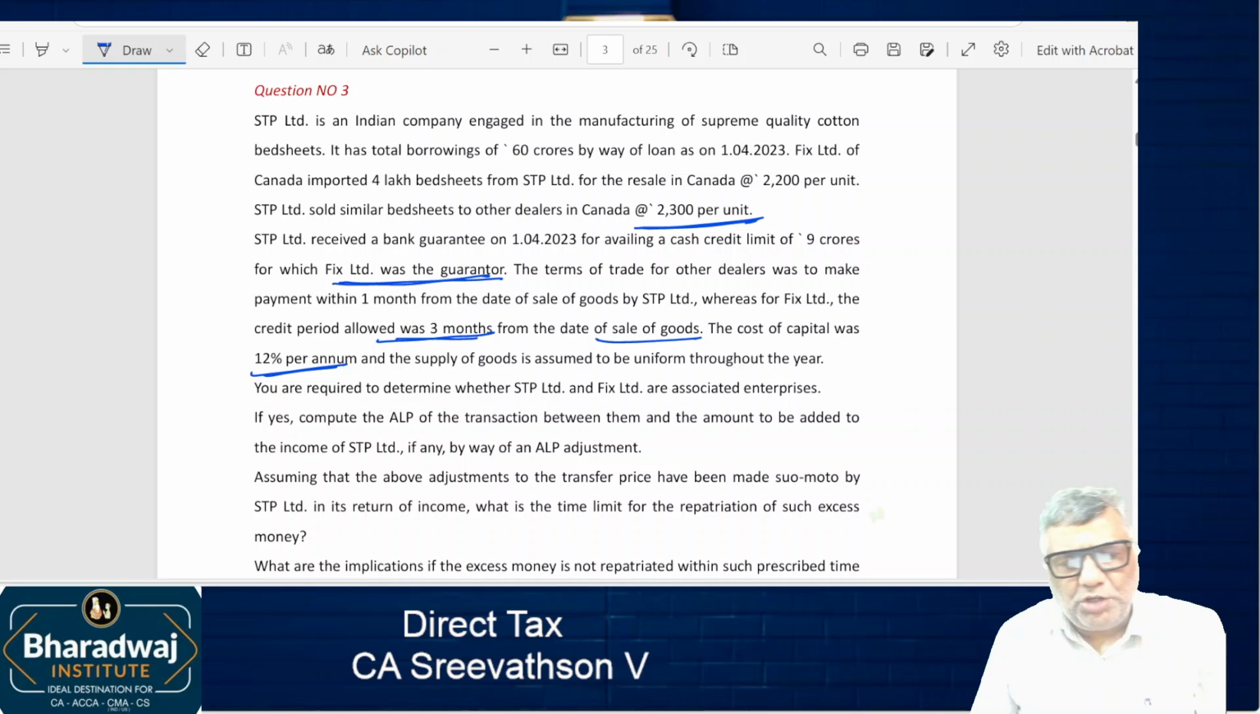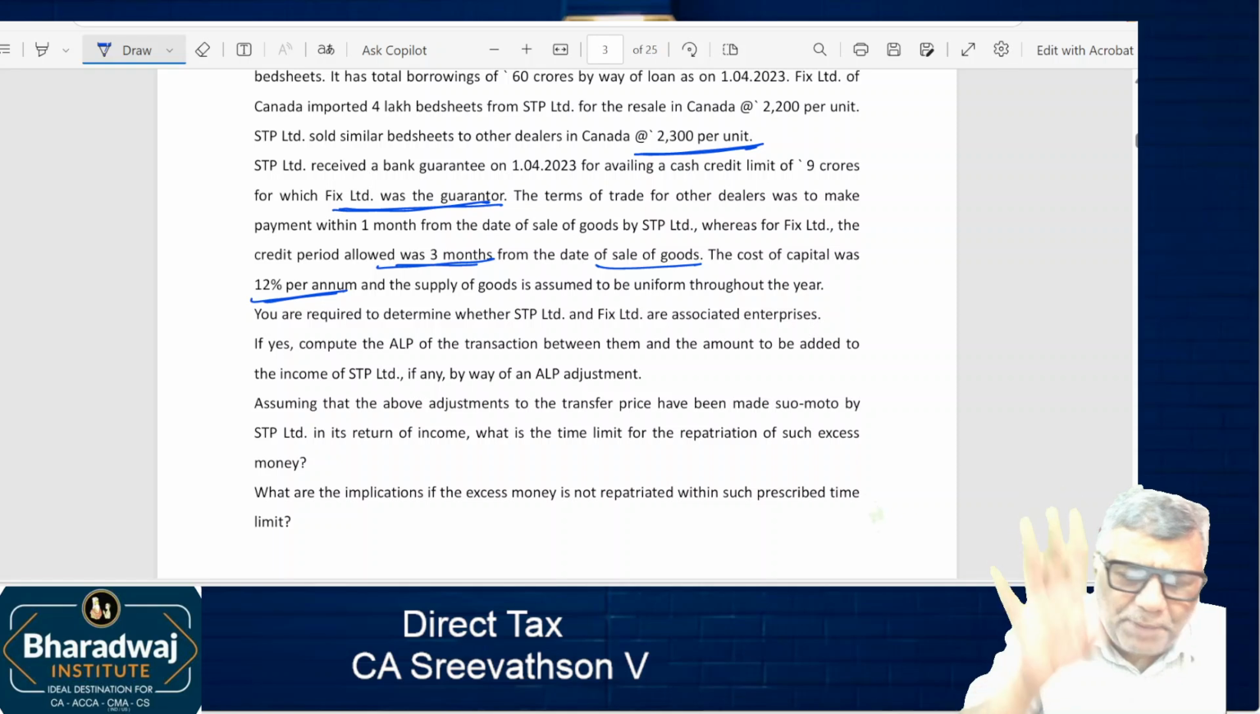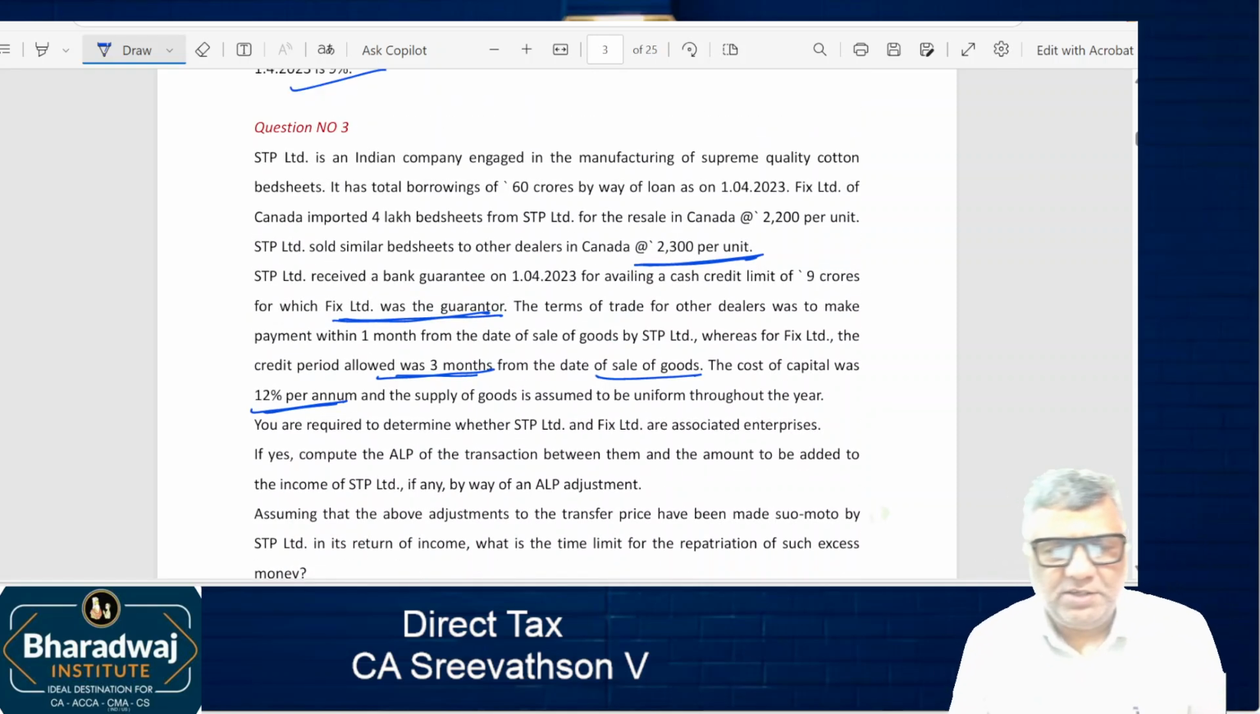You are required to determine whether STP Limited and Fixed Limited are associated. If yes, compute ALP of the transaction between them and the amount to be added to the income of STP, if any, by way of ALP adjustment. Assuming that the above adjustment of the TP has been made suo moto by STP in its return, what is the time limit for repatriation? What are all the implications if the excess money is not repatriated? Let's read it. Please read it.